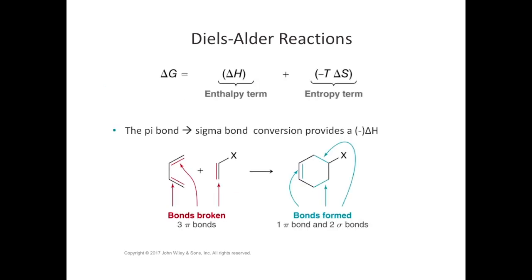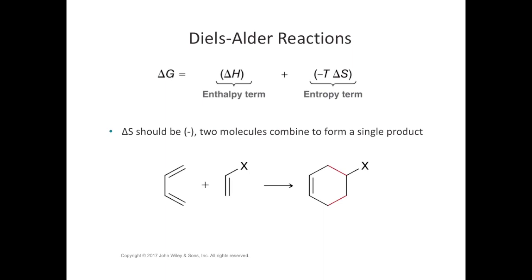So think back to the delta G equals delta H minus T delta S Gibbs free energy equation. So the temperature will affect the entropy term. So the pi bond to sigma bond conversion provides a negative delta H. So that is enthalpically favored because those sigma bonds are stronger than the pi bonds. However, it's entropically disfavored because you're going from 2 freewheeling molecules to 1 more organized, rigid molecule. So whenever you go from more molecules to fewer molecules, that's entropically disfavored.